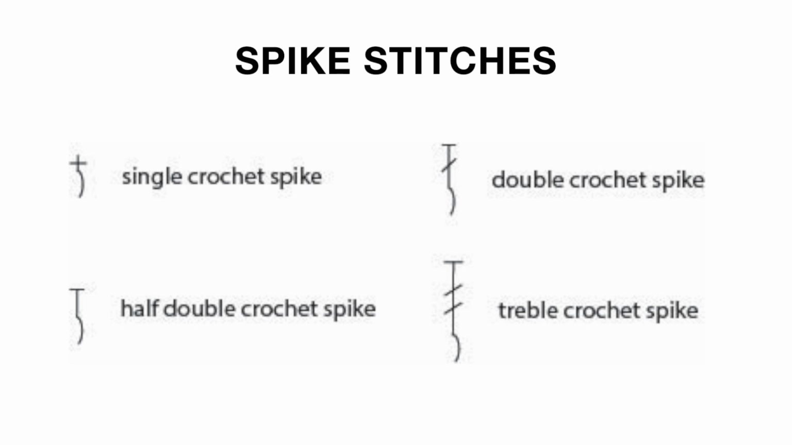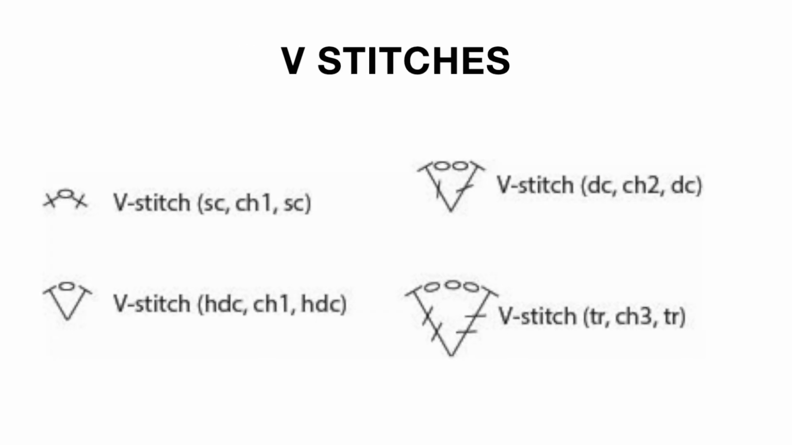Spiked stitches can be worked over any height stitch. Here are some examples in single crochet, half double crochet, double crochet, and treble crochet. V-stitches can be worked in any combination of stitches and chains. Here are some examples in single crochet, half double crochet, double crochet, and treble crochet.